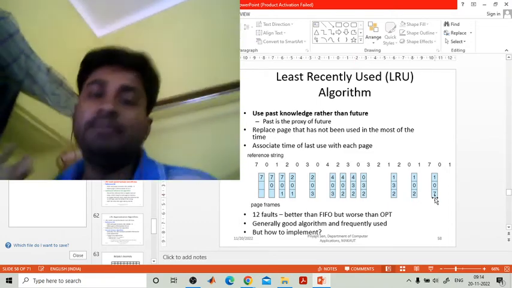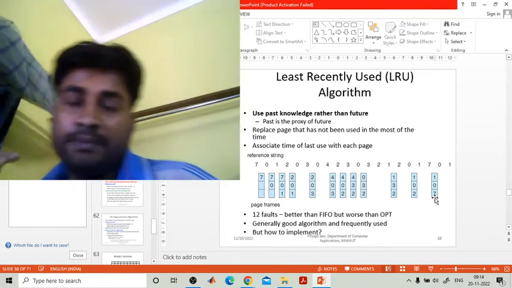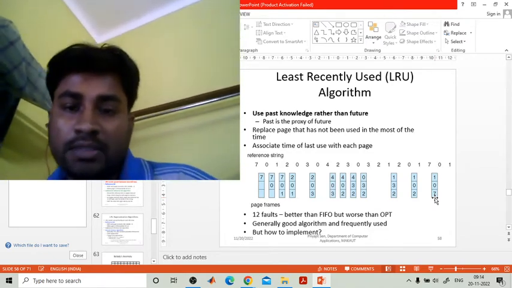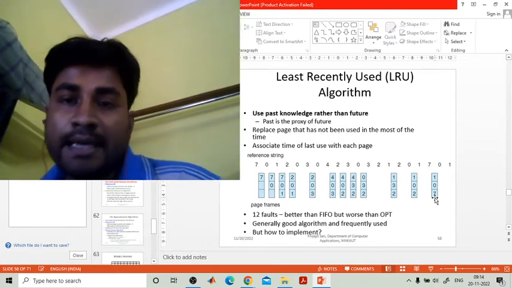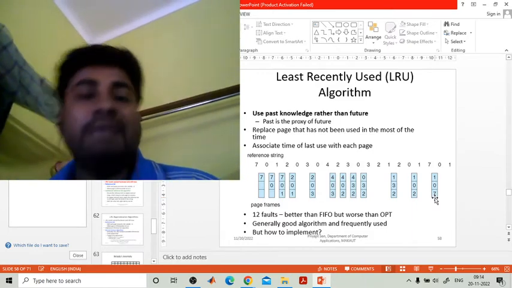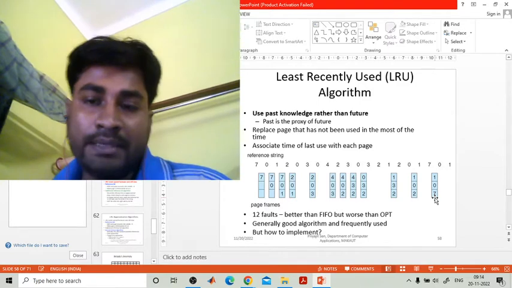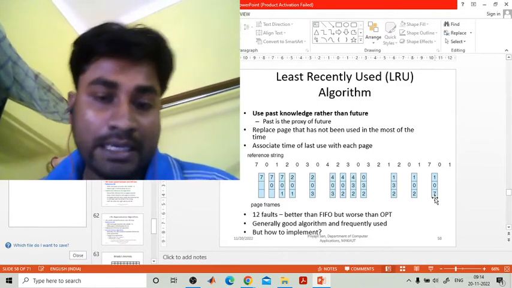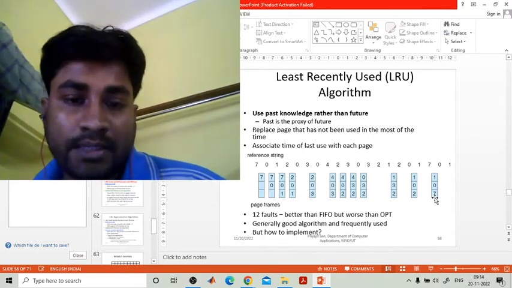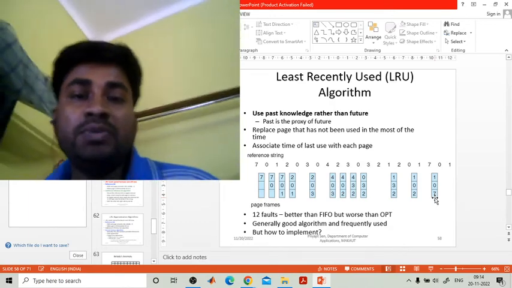12 number of page faults is here. So FIFO was having 17 number of page faults. In LRU it is having 12 number of page faults, and in optimal it is having 9 number of page faults for the same reference string. Okay, therefore you can say that optimal has much better performance than the LRU and the FIFO. So in this way you can solve the problem.